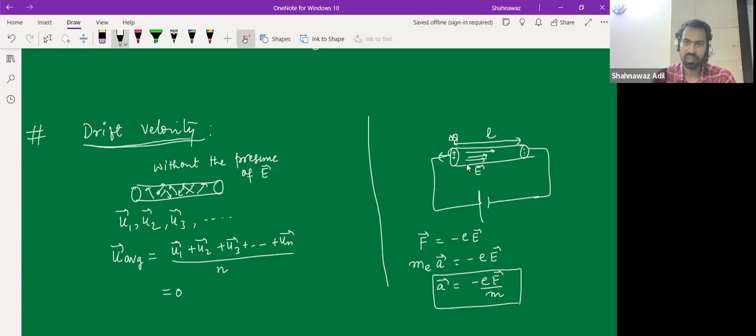So in this electric field, these charges will now have a proper direction. Obviously they will have collisions, but they will also have some proper direction to move.